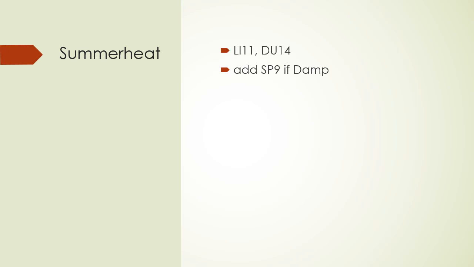Summer heat is basically a type of heat that comes during the summer. Its manifestations oftentimes look kind of like heat stroke, and so it's a type of pathogenic or excess heat. So we use large intestine 11 and Du 14. And oftentimes summer heat combines with dampness. So if there is dampness, we can add spleen 9.